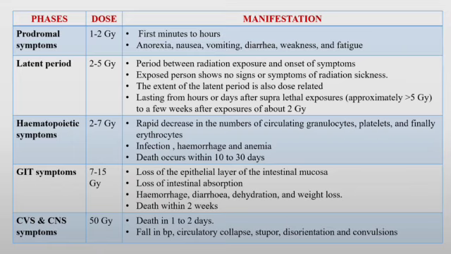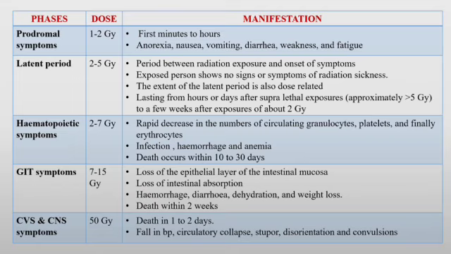Next is gastrointestinal syndrome. It is caused by whole body exposure of 7 to 15 Gy. Here the person experiences loss of epithelial layer of intestinal mucosa and loss of intestinal absorption, and therefore they result in hemorrhage, diarrhea, dehydration, and weight loss.